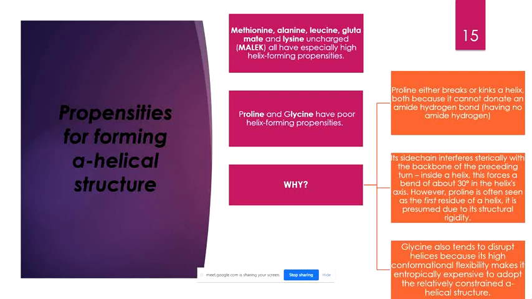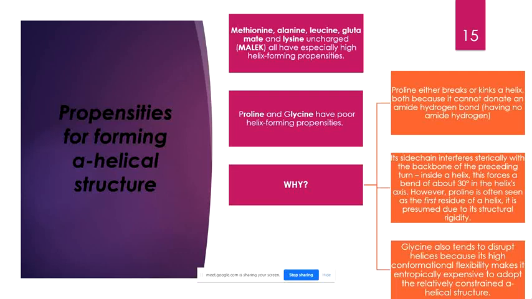Okay, but two amino acids, proline and glycine, are known as helix breakers. Why? Because if they are present, they break up the helix. So if you have MALEK amino acids and you have one glycine and 12 prolines, it's going to break up that particular helix.